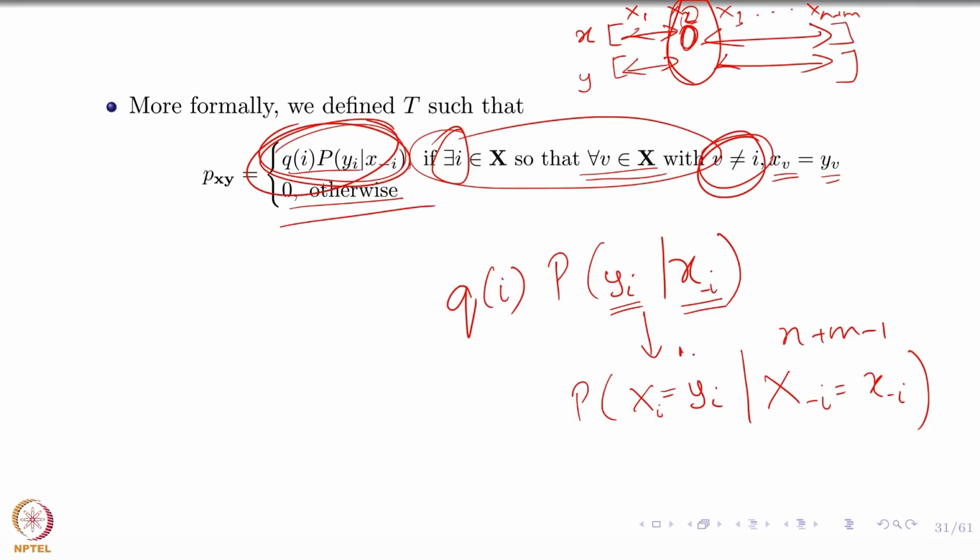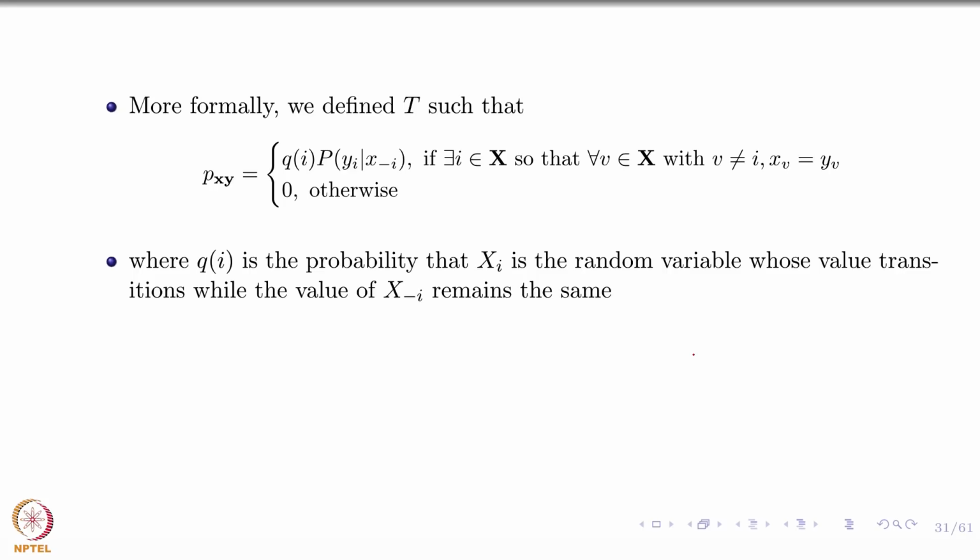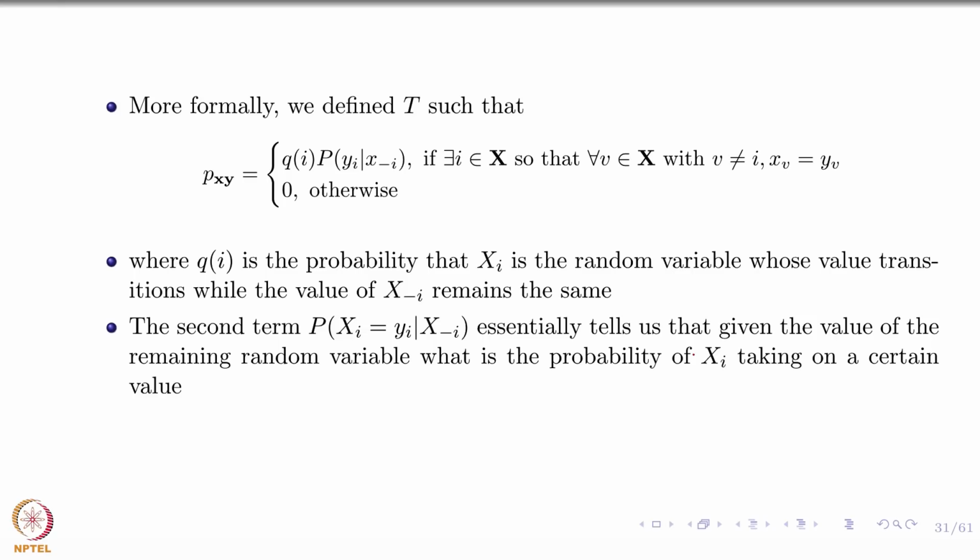Do you get that? So is it clear now how I had defined the transition matrix? How many of you get it that the procedure explicitly, or rather implicitly, defined a transition matrix? Please raise your hands. Okay, fine, good. So Qi was the probability of picking i as that random variable which is going to differ while all the others are not going to differ. And P of x_i equal to y_i given the remaining random variables essentially tells us the probability that the ith random variable will take on a certain value given the values of all the other random variables.